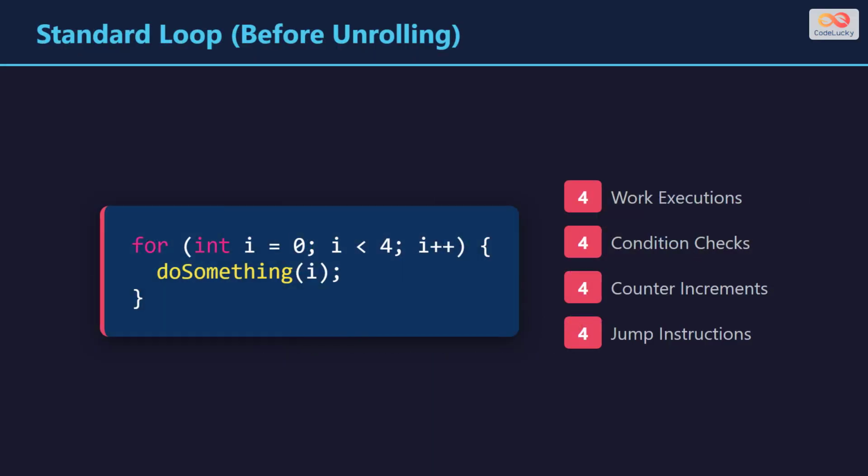Here is a standard loop that runs 4 times. It looks simple in code, but under the hood, it triggers 4 separate function calls, 4 condition checks, 4 increments, and 4 jump instructions. That is a lot of traffic for a simple task.